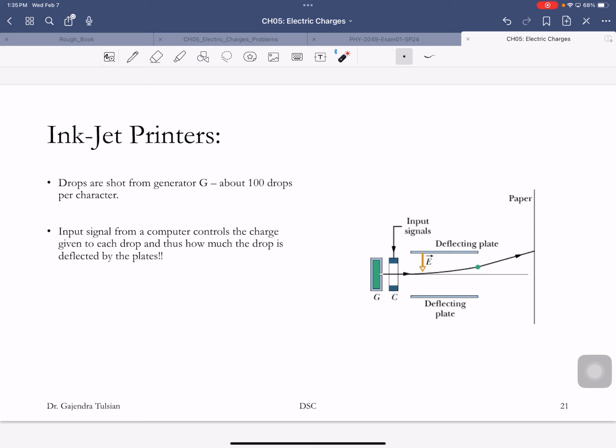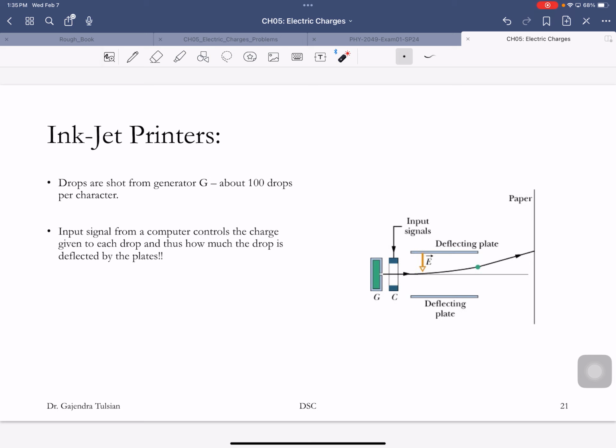So in an inkjet printer, if the inkjet printer printed this page, it would use about 100 drops per character. So this D would require 100 drops of ink to print that. Now, let's say here's the paper. So what this cartridge does is you spit out ink drops from there.